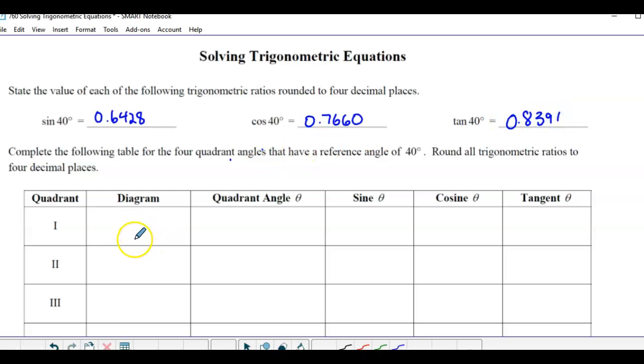Okay, so now we're going to complete the following table for the 4 quadrant angles that have a reference angle of 40. Round the trig ratios to 4 decimal places. So a quick little diagram. I'm just going to quickly do a diagram, X and Y axis in each one of these.